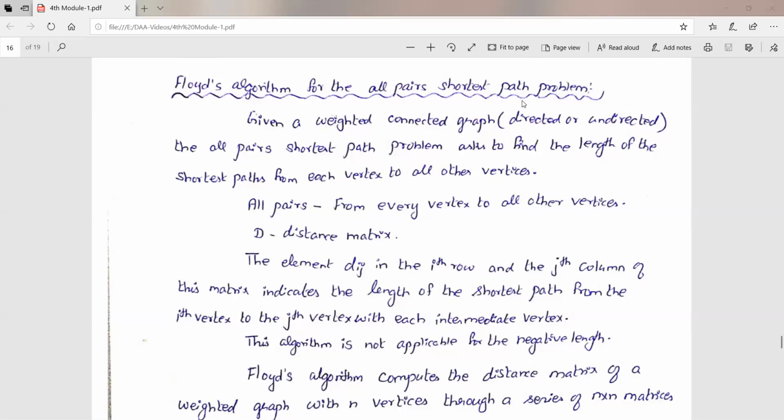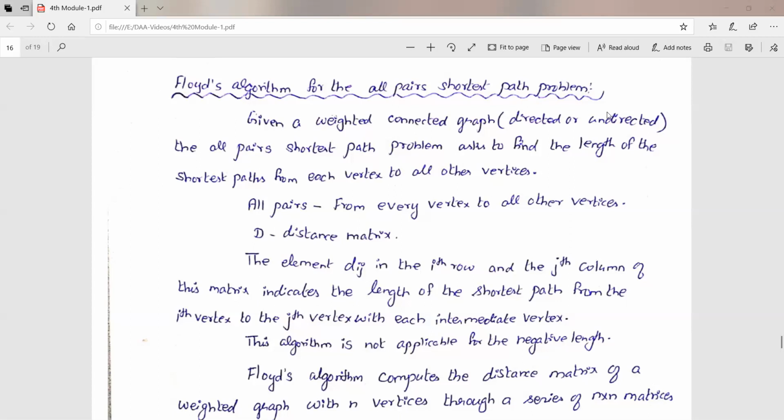Now we'll see Floyd's algorithm. Floyd's algorithm is used to find the shortest path. There is a difference between Dijkstra's algorithm and Floyd's algorithm. Dijkstra's algorithm is used to find the shortest path. Floyd's algorithm also is used to find the shortest path.